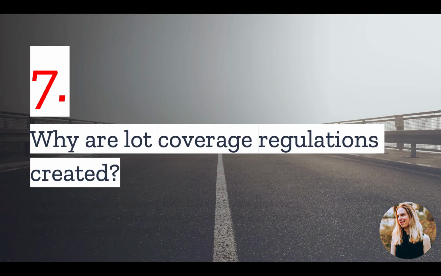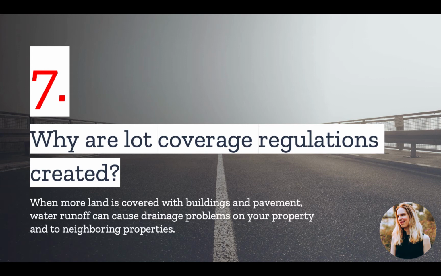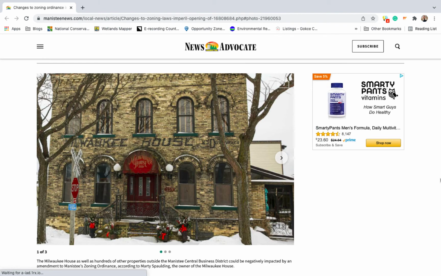And finally, number 7. Why do jurisdictions regulate lot coverage? Primarily, the goal is to regulate impervious surfaces, because buildings and impervious surfaces increase water runoff, which can cause drainage problems on your property as well as neighboring properties. But now that we've covered the basics of lot coverage, let's return to Marty Spalding.